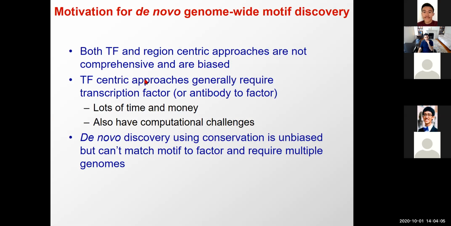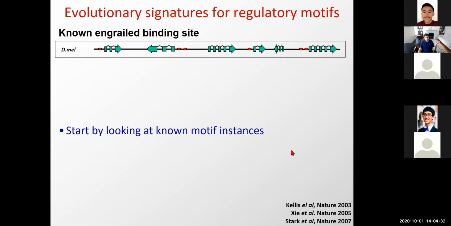So the TF-centric approach generally requires that the transcription factor or an antibody to the factor is available, takes lots of time and money, and it also has computational challenges to discover the motifs after you have that. De novo discovery using evolutionary conservation has the advantage of being unbiased. But the downside is that it can't match the motif to a specific factor. And it also, of course, requires multiple genomes.